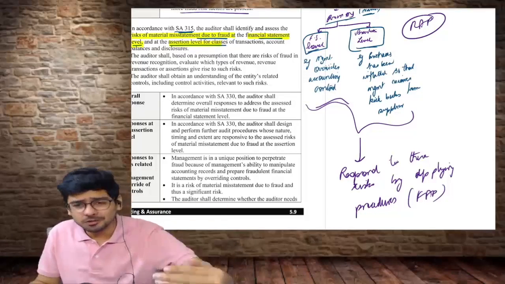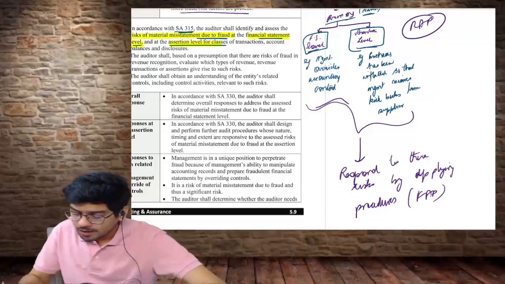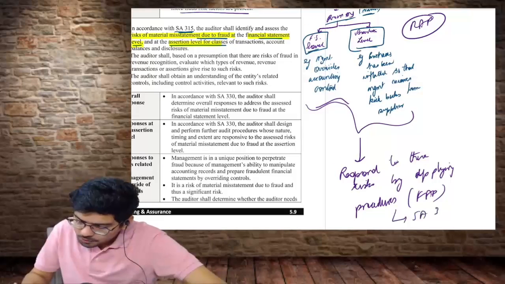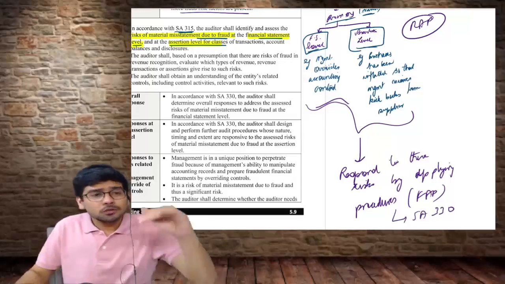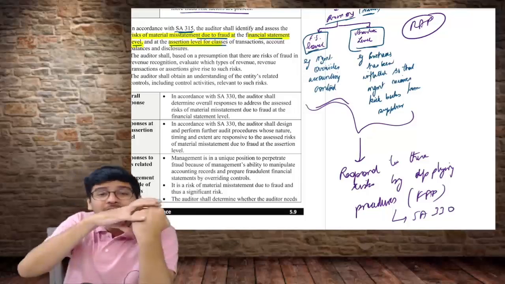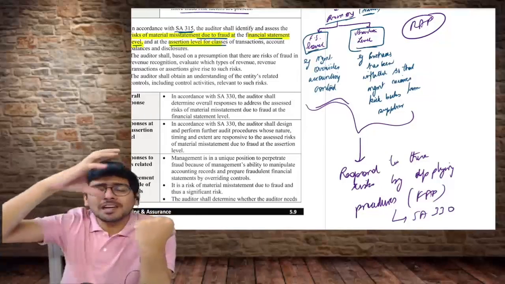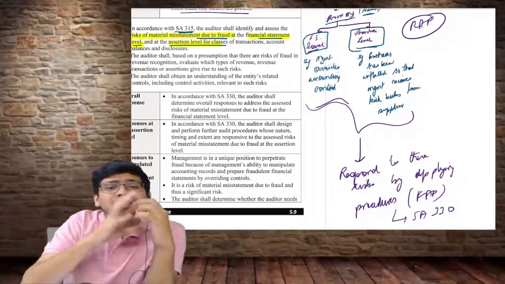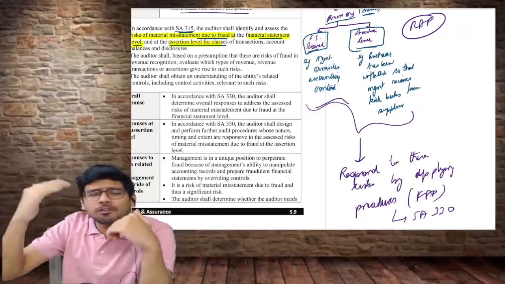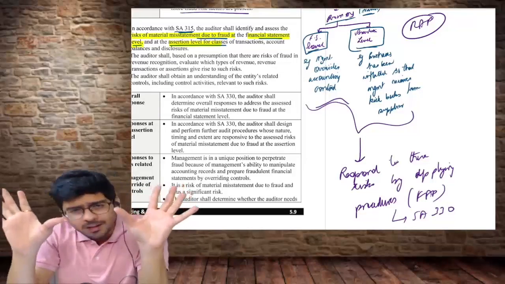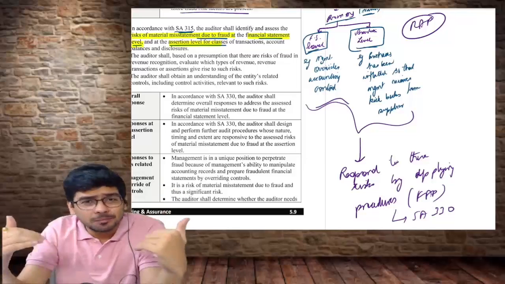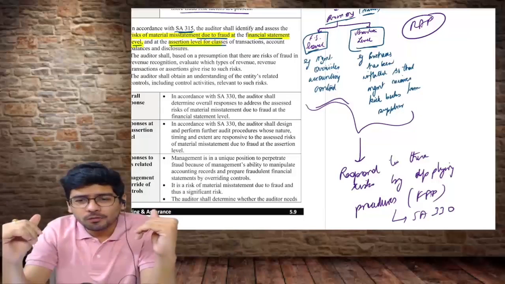That means substantive procedures, test of controls, etc. And you all know FAP is done in accordance with what? SA 330. So ROMMs I determined and I respond to those risks by doing an FAP. If the risk is very high, I do more FAP. If the risk is relatively low, less FAP will also be able to bring my audit risk to an acceptably low level. Is this clear to everyone?